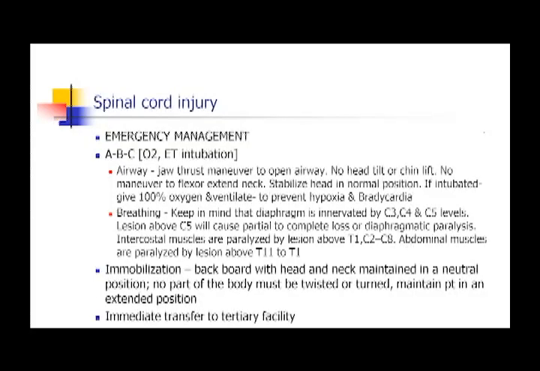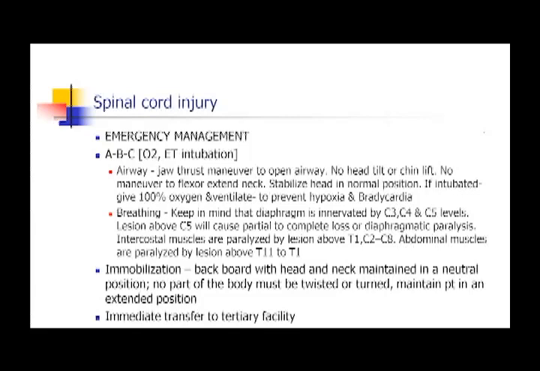Emergency management. If there is already, or during the initial stages of the injury, very important to take note of your ABC, airway, breathing, and circulation of the patient. So you have to check the airway of the patient, the breathing of the patient, making sure that you give oxygen or also prepare ET or endotracheal intubation. As to the airway, again, jaw thrust maneuver to open the airway, no head tilt or chin lift, no maneuver to flex or extend the neck. Okay, so these are examples. Ventilating the patient with 100% oxygen.